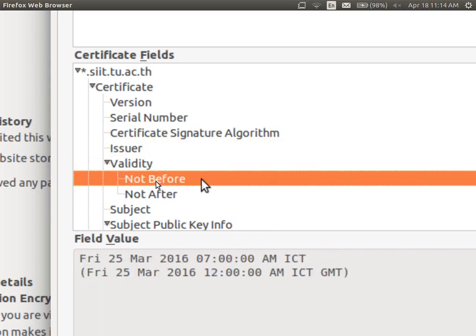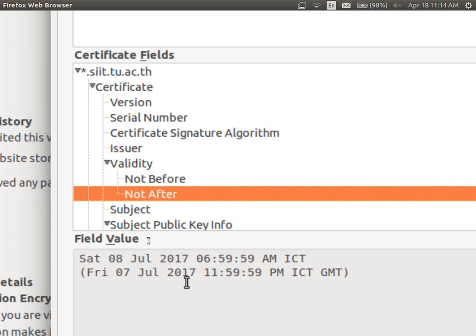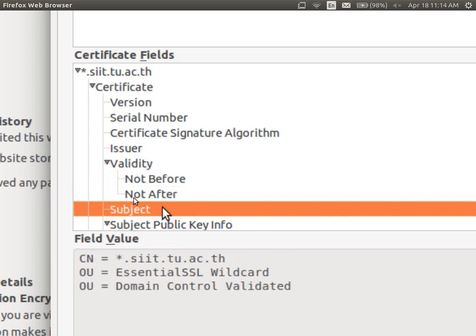Timestamps, not valid before this date and time, not valid after this date and time. The subject, who is it issued to? And here we have a common name. The ID is a domain name which ends with the SIT domain. So it covers a range of domain names. Sometimes we would see a specific domain name, sometimes we see a wildcard, this star value. So in web security, the common name or the ID is always a domain name.